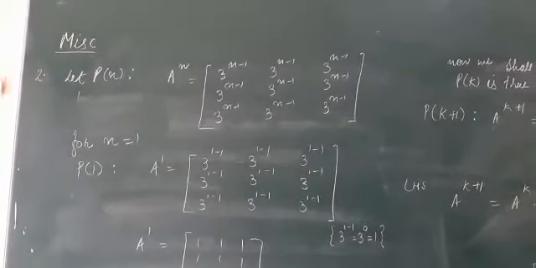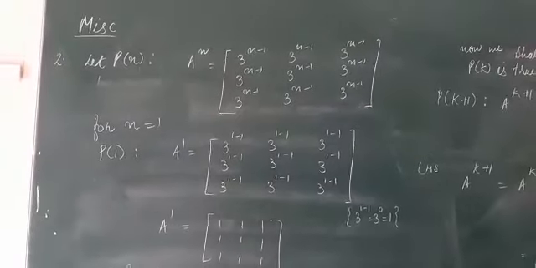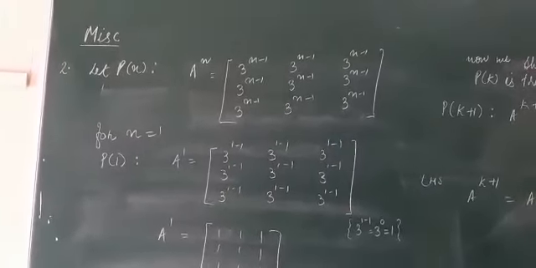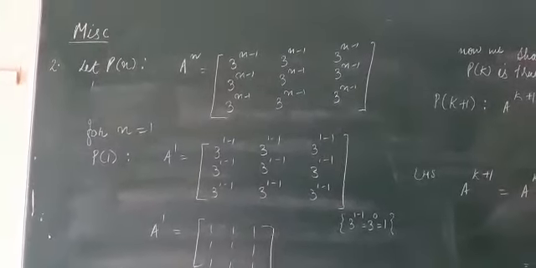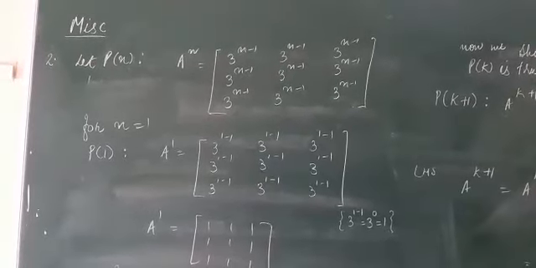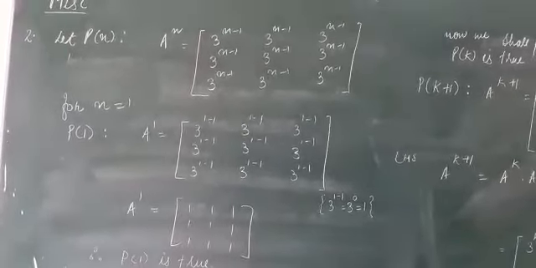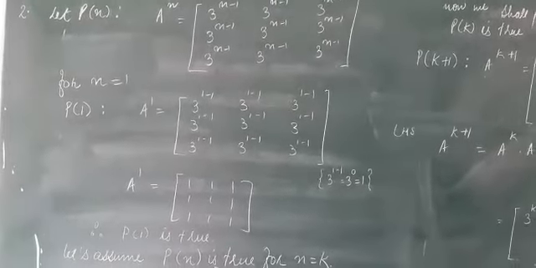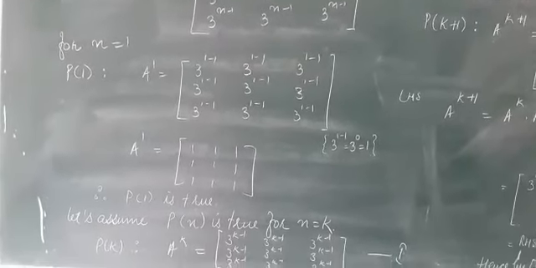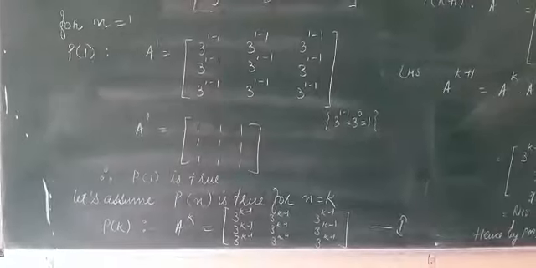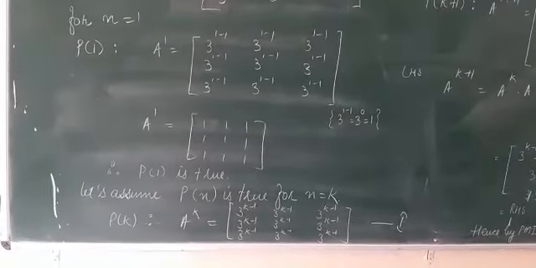Now, first of all, we shall prove that Pn is true for n equals 1. So, I get P1 as A to the power 1 equals a square matrix with each entry 3 raised to the power 1 minus 1. Now, we know that 3 raised to the power 1 minus 1 is 3 raised to the power 0, which is equal to 1. So, I got A1 as a square matrix of order 3 with each entry 1. So, P1 is true.